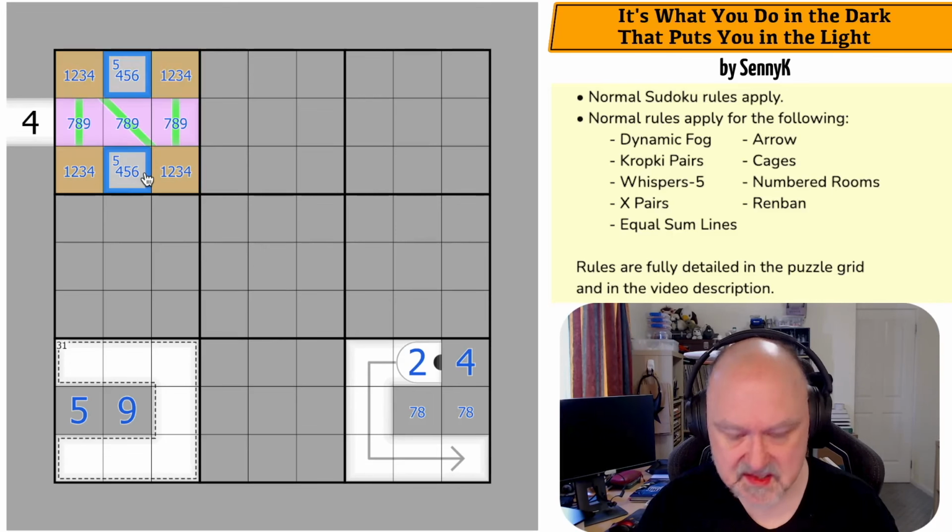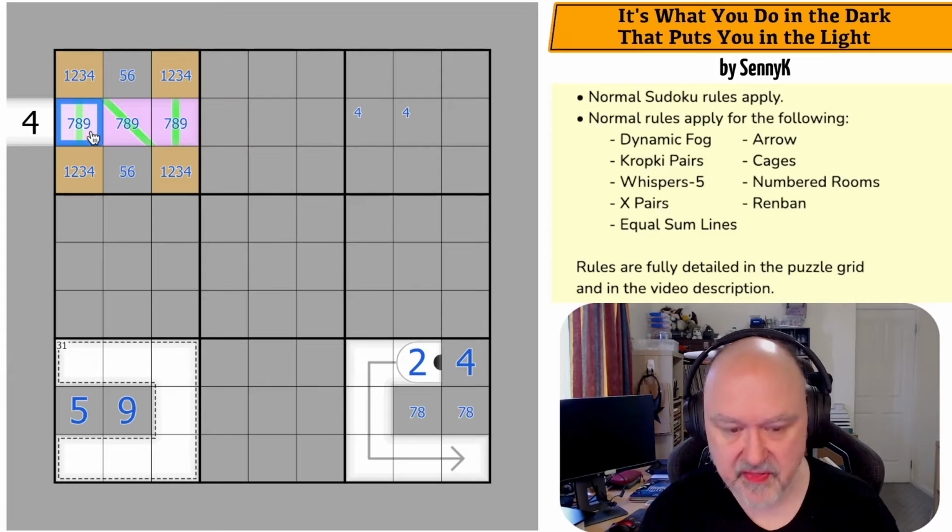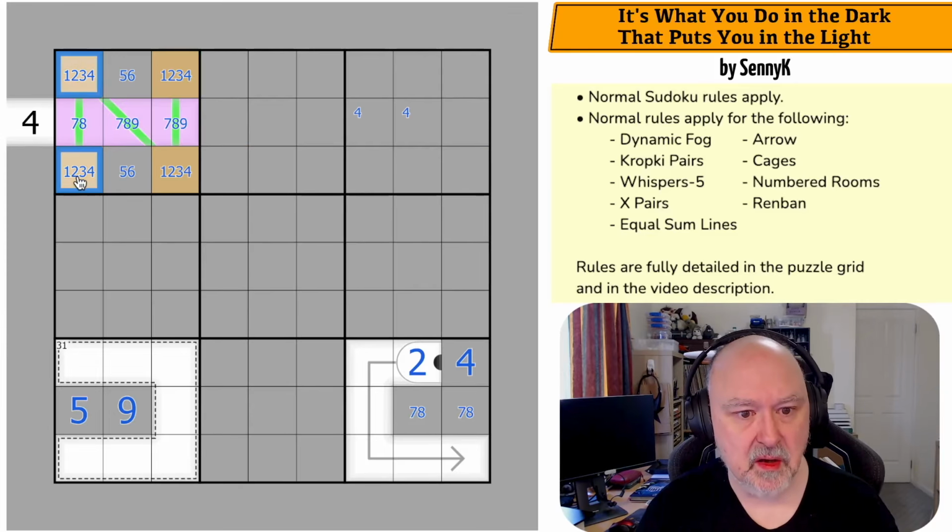So this is now a 5, 6 pair. And the 4 is in 7, 8, 9. It's in one of those. Now, this can't be the 9 because this 4 prevents that being a 4. So there's no 9 there. Now, if this can't be the 9, I can't put the 4 in either of those. And I can't put the 4 there.